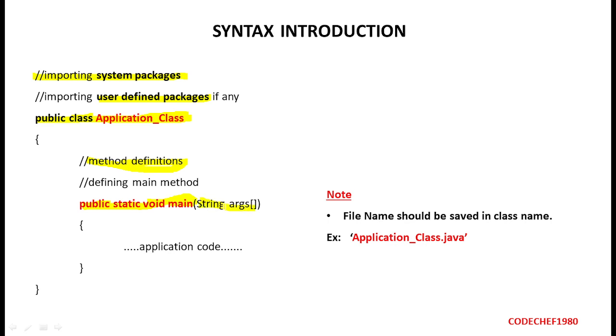String, what is it? It is a data type in Java, and args is an array. You can see this is actually a string array with the name args. Here it is used to take inputs from the command line. When you execute your code in the command line, from there you can give the inputs to your code.